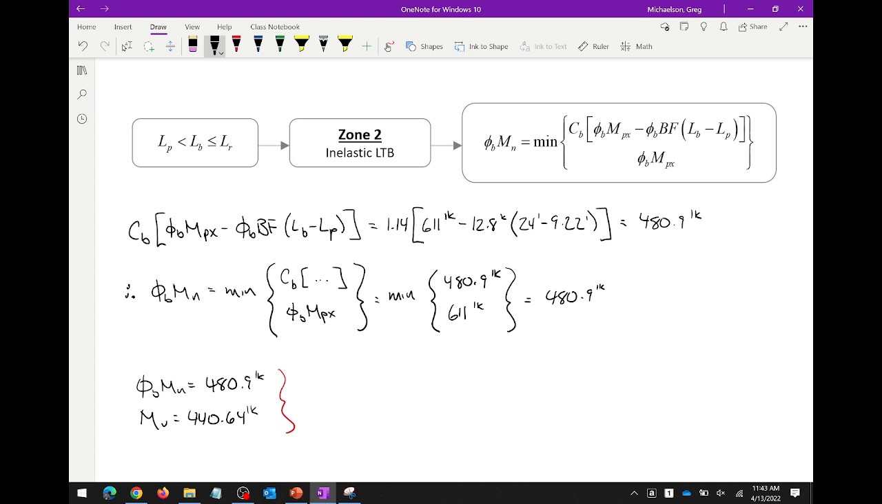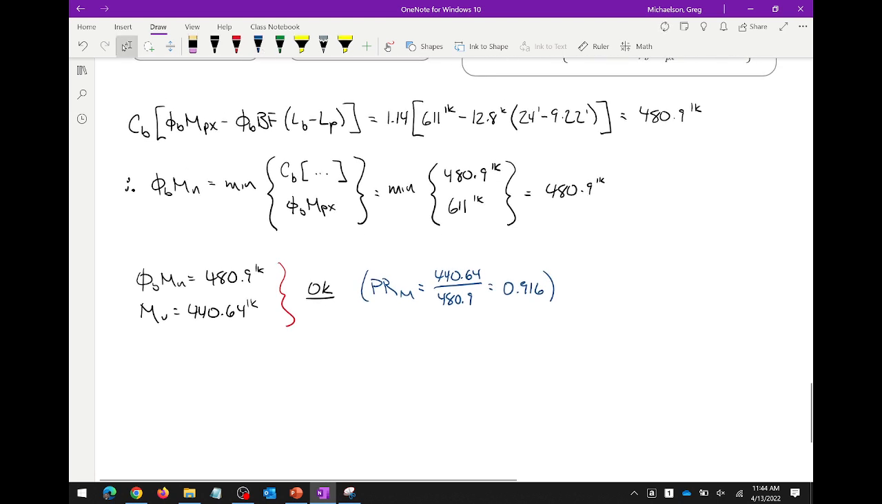So of course, yeah, this is fine. And if we wanted, we could say our performance ratio for moment is 440.64 over 480.9. And when you chug that out, you get 0.916, which is a pretty strong performance ratio. That's a pretty good design. Now, they don't always end up being that case. Like, they're not always that good.